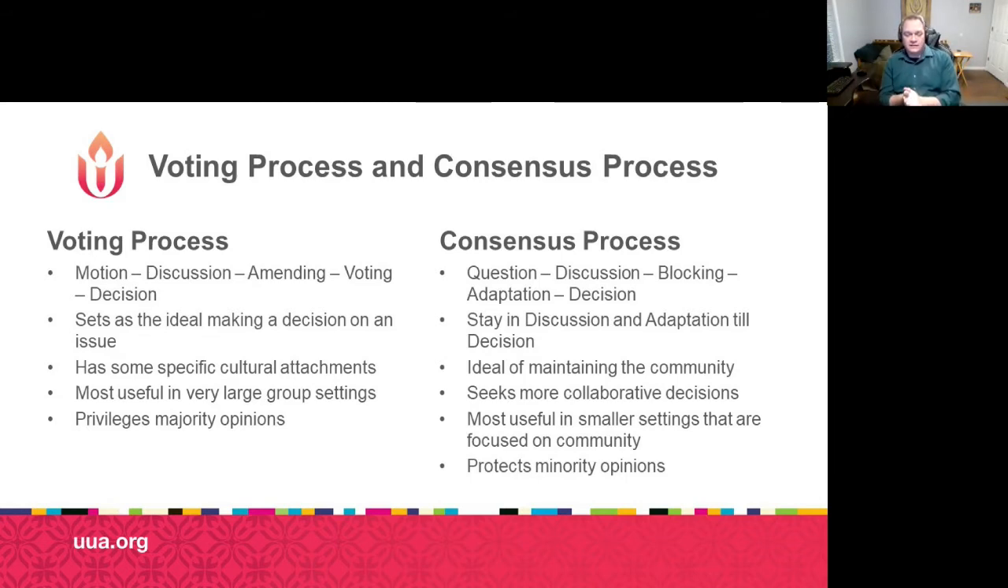In a full consensus process, you're making the commitment that relationship is the most important thing, not the decision itself. That maintaining the community and maintaining the relationships and staying at the table with one another is the most important thing. And realize sometimes people may need to leave the table because those discussions can be very difficult.